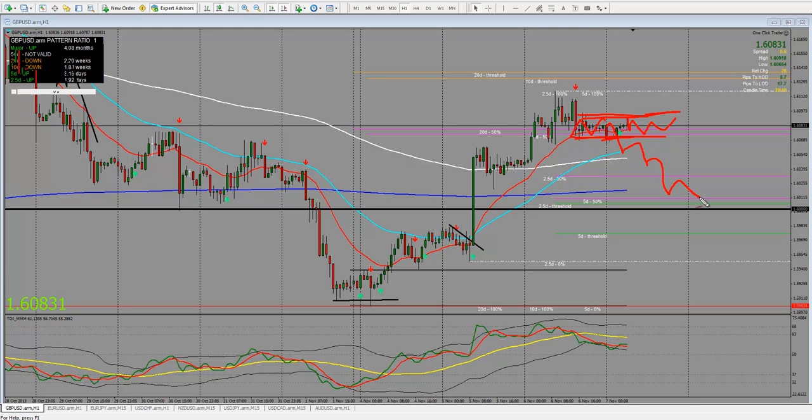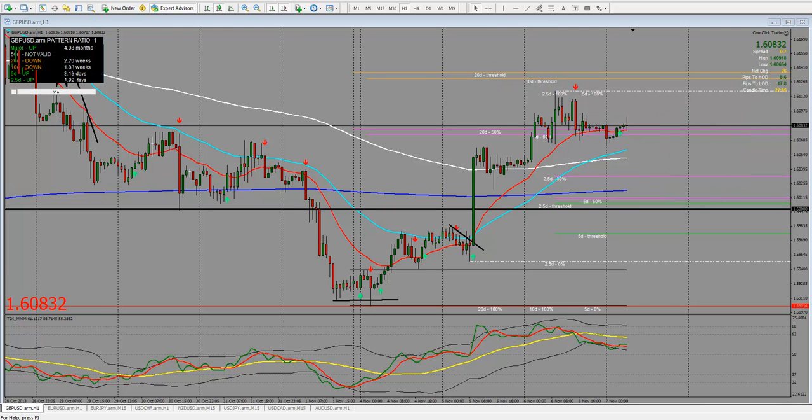Most probably what I would like to see is one push, second push, and third push, a double bottom formation around this level here, and then buy it all the way up to the 20 days threshold level and the 10 days. We've got two strong levels here to work with.